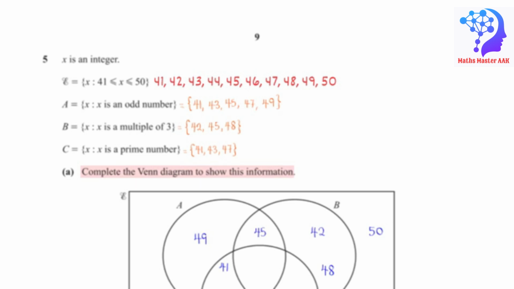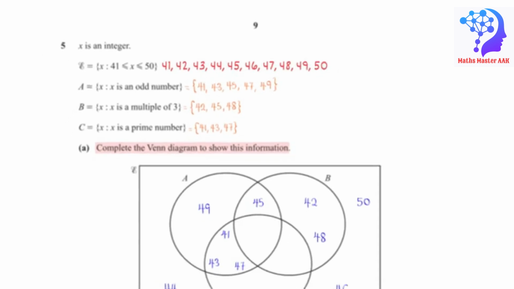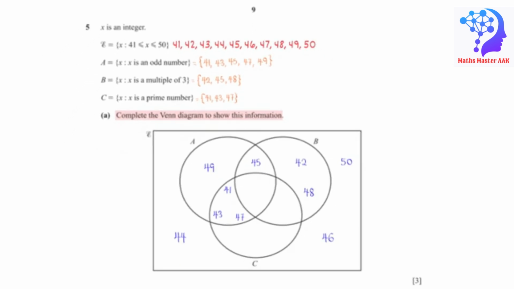So first, we need to list the elements of all the sets. There are no elements common to sets A, B, and C. There are also no elements common to sets B and C. The element common to A and B is 45. The elements common to sets A and C are 41, 43, and 47.